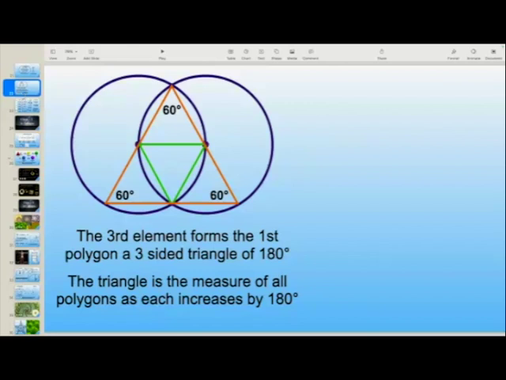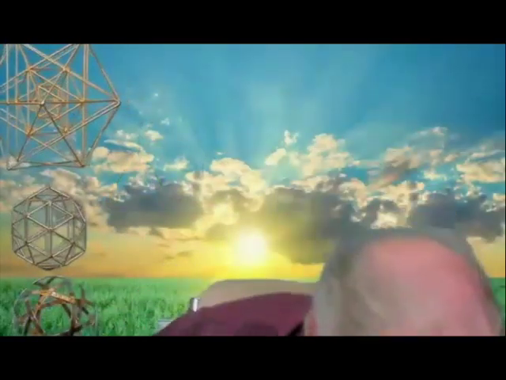And if you add up all the degrees inside a triangle, it always equals 180 degrees. If it's tall and skinny, if it's short and fat, all the angles of a triangle always equal 180 degrees. And so the triangle becomes a measure of all the other polygons. And what that means is that when you go from 3 sides to 4 sides, you're going to jump by 180 degrees to get to a square. And then you keep jumping from one polygon to another through the measure of a triangle's 180 degrees.